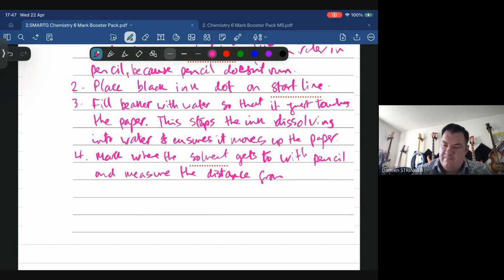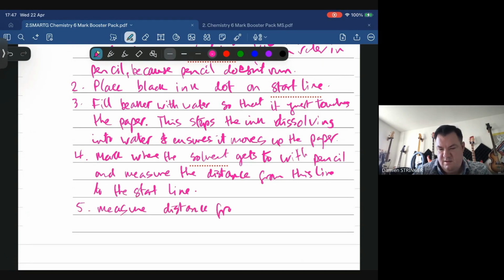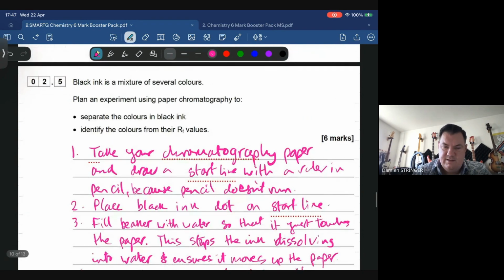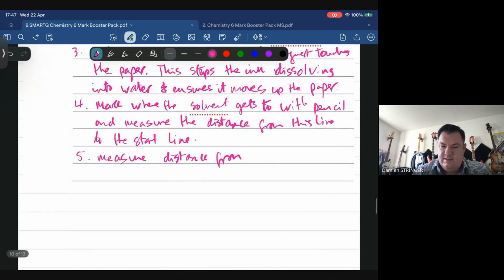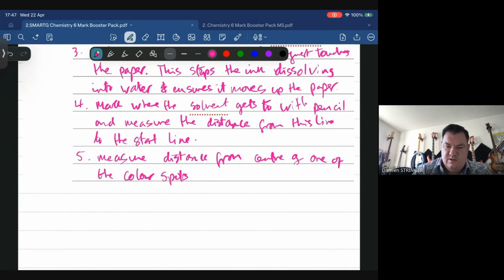From this line to the start line. Then we've got to measure distance of dot. What did it say? From center of one of the color spots to the start line.